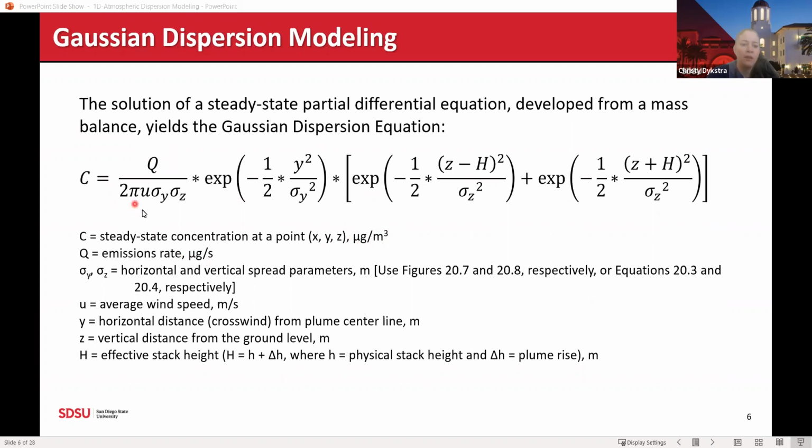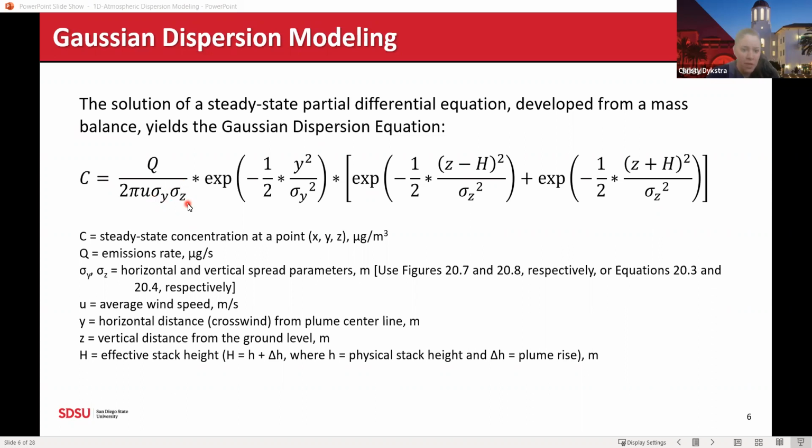We have 2 pi, we have U, and we're going to talk about that. That's this average wind speed, but this average wind speed at stack height, which is a super important detail, and is probably one of the things that students miss the most in solving this type of problem. So we'll talk about this in a minute, how we get the average wind speed at stack height when we're usually measuring at a different height. And then we have this sigma Y and sigma Z horizontal and vertical spread parameters, or dispersion coefficients, if you will.